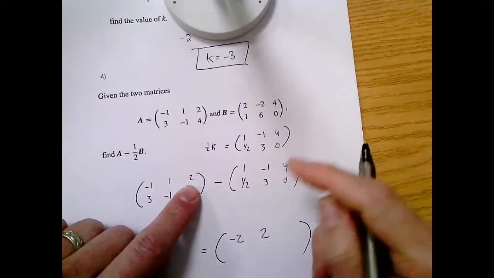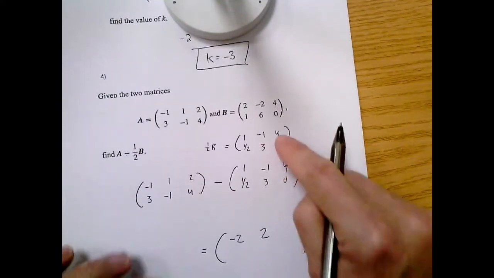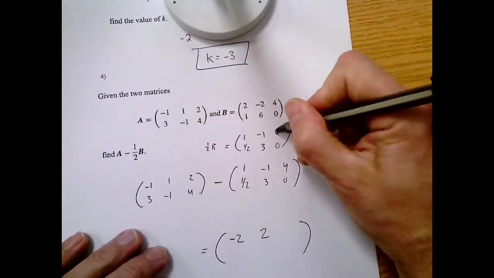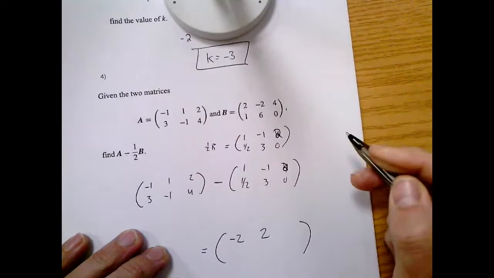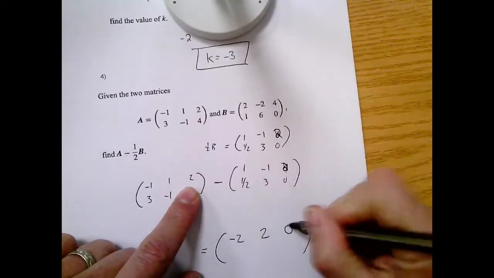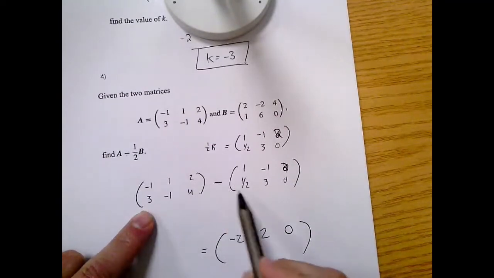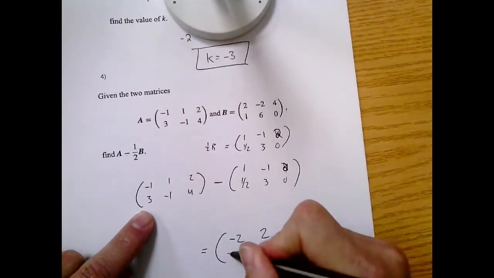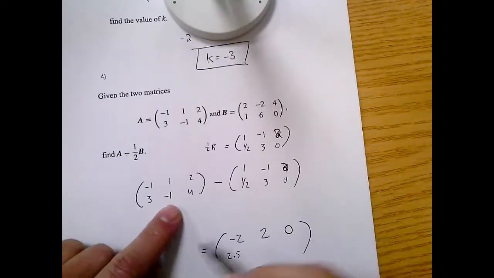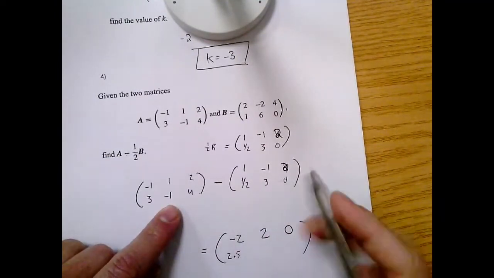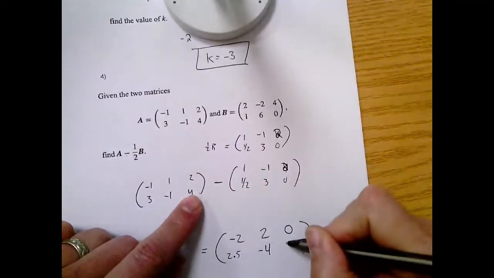Oh, I made a mistake here. I'm so sorry, guys. Half of 4 is not 4 ever. It's 2. There we go. Sorry about that. Let's keep it going. 2 minus 2 is 0. 3 minus 1/2 is like saying 2.5, or you can say 5 over 2, as you like. -1 minus 3 is -4. And 4 minus 0 is 4.